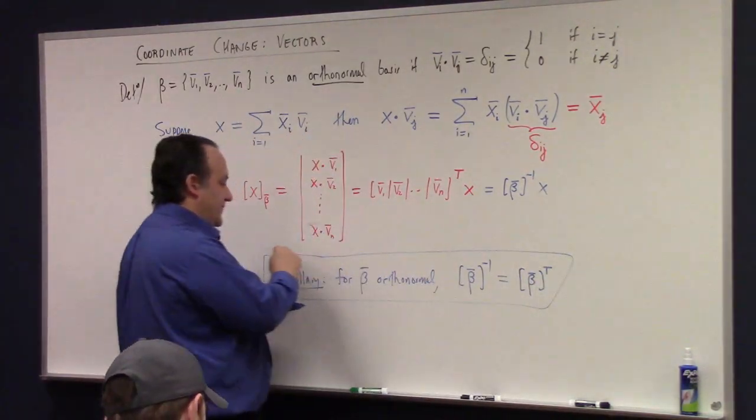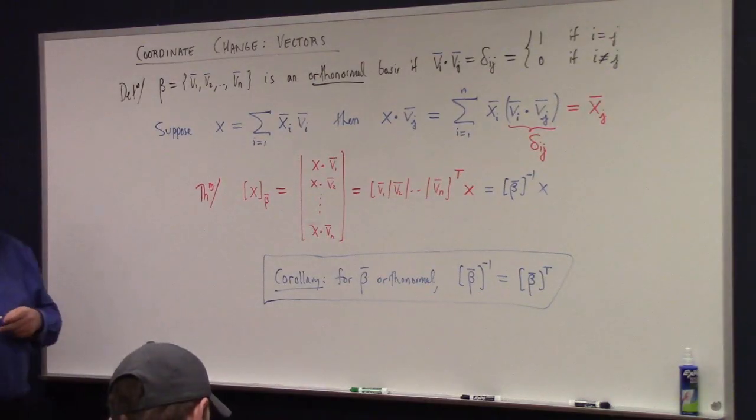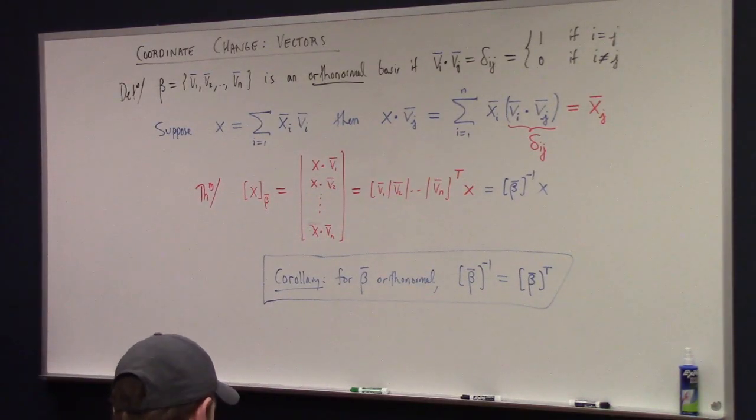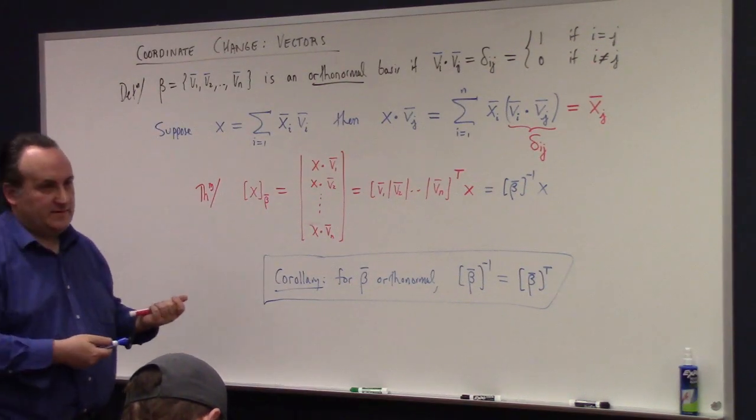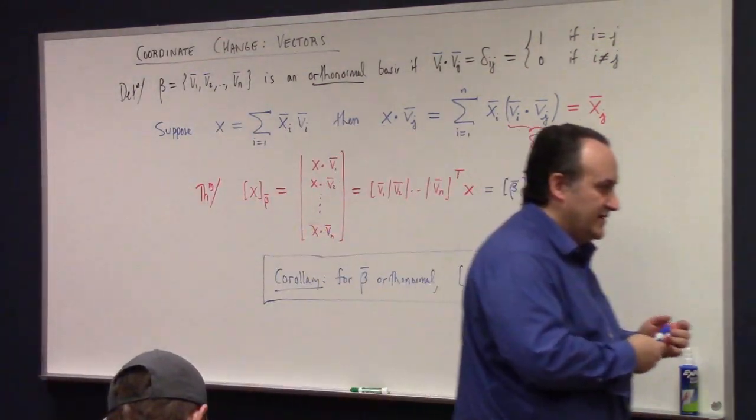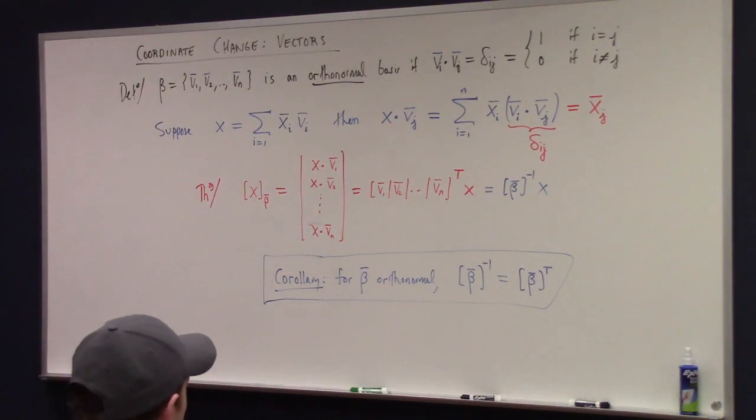Now that's more of a theoretical curiosity for us at the moment. But this idea that we can calculate coordinates simply by taking dot products, well, that's huge. If only we could always do it. We can't, because not every basis is orthonormal.